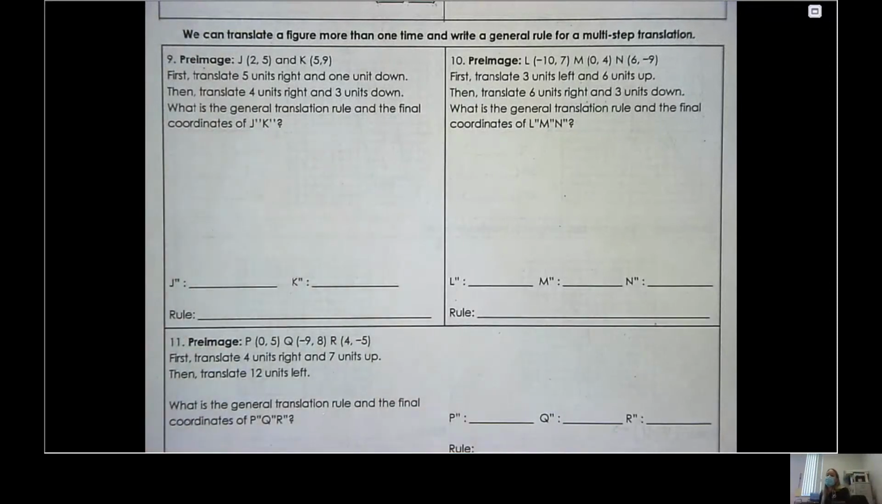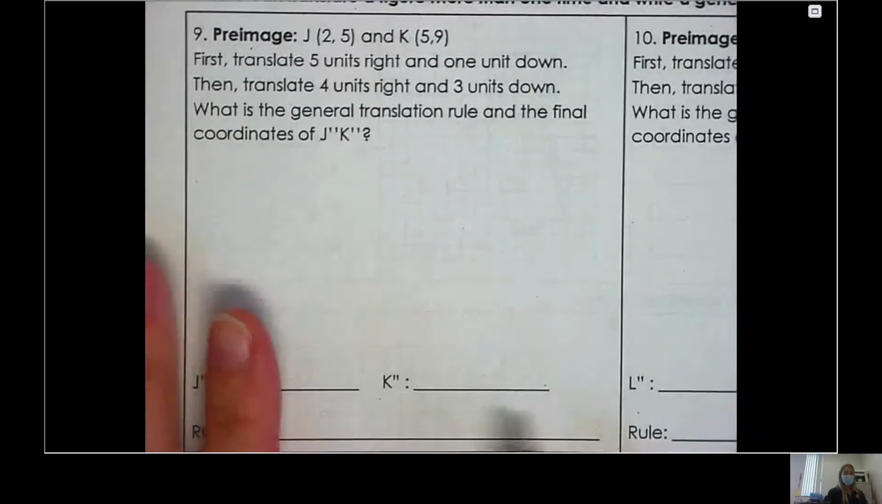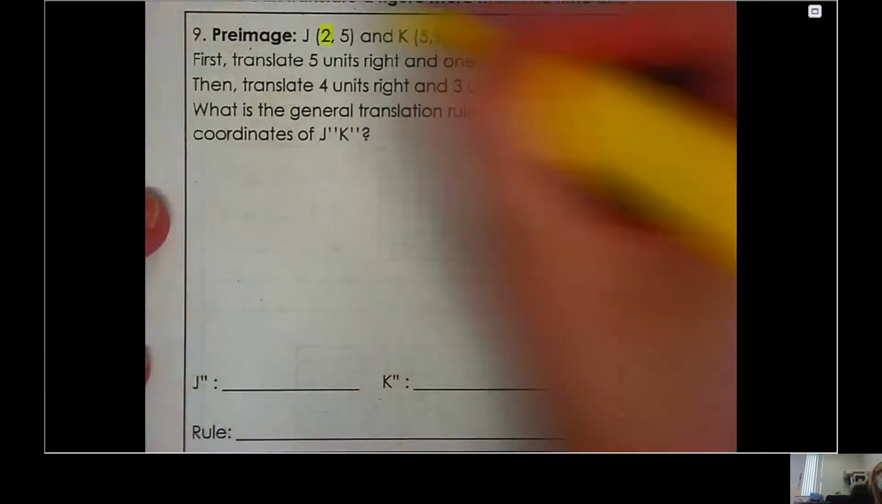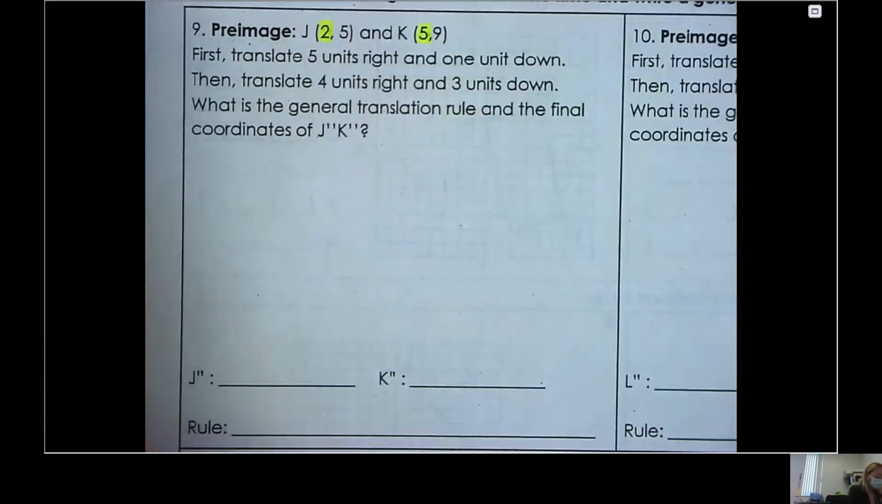So for the last 3 problems there, it says we can translate a figure more than one time and then write a general rule for a multi-step translation. So here's how it works. For number 9, I give you the pre-image, your starting points. And so what Ms. Mass is going to do, I'm going to highlight my X's and I'm going to highlight my Y's, just like we did yesterday.